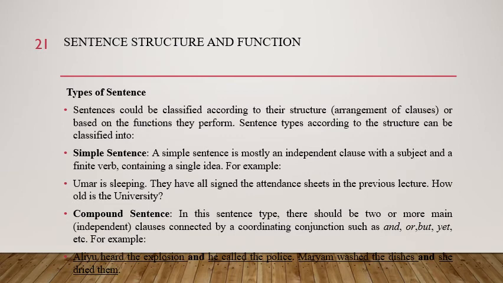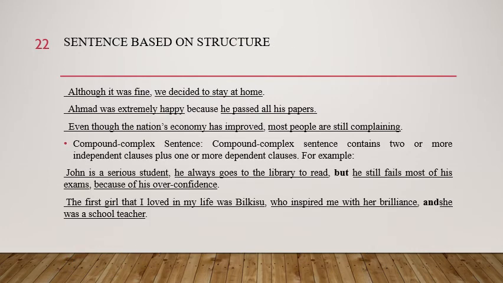A complex sentence is one that contains one independent clause with one or more dependent clauses that are duly connected with appropriate conjunctions. Although it was fine, we decided to stay at home. Ahmad was extremely happy because he passed all his papers. Even though the nation's economy has improved, most people are still complaining.